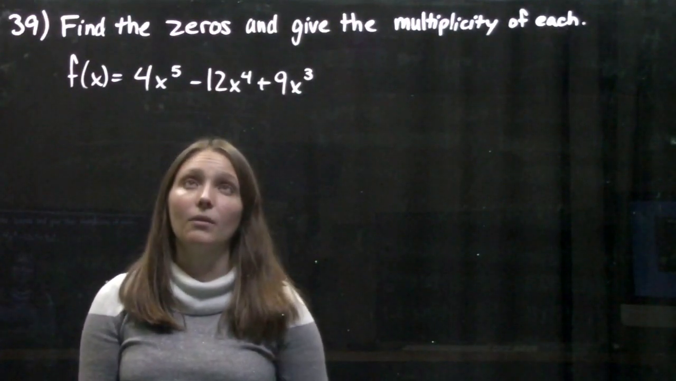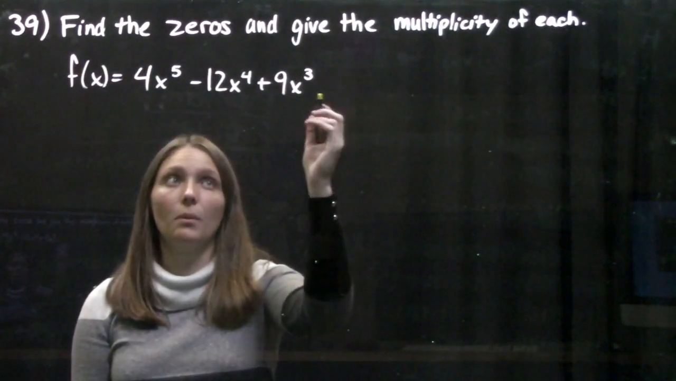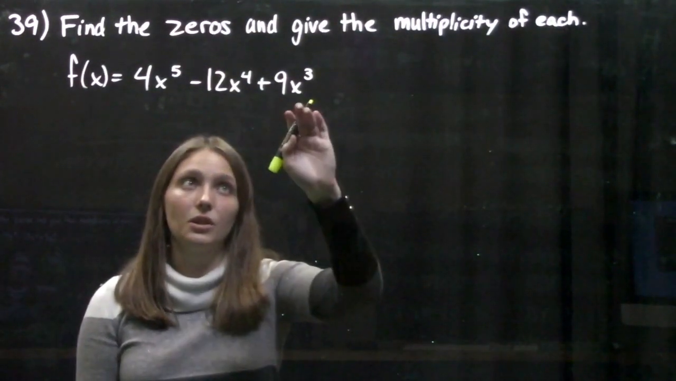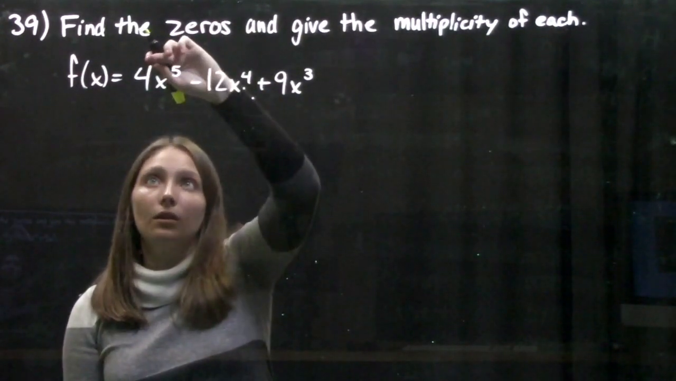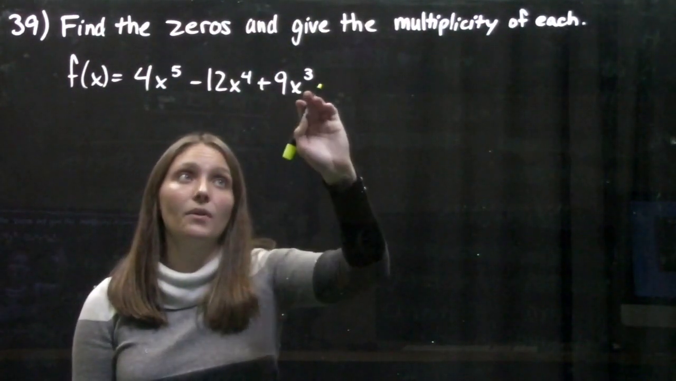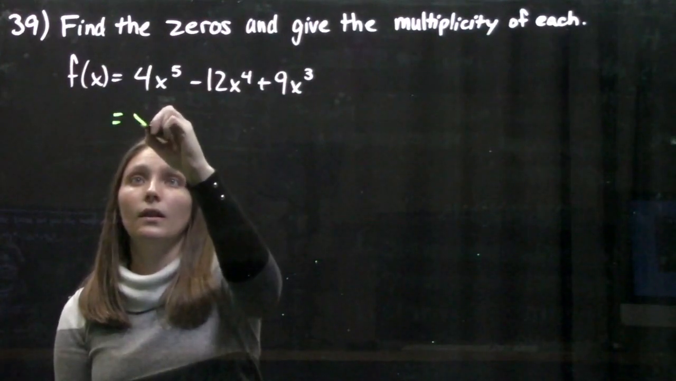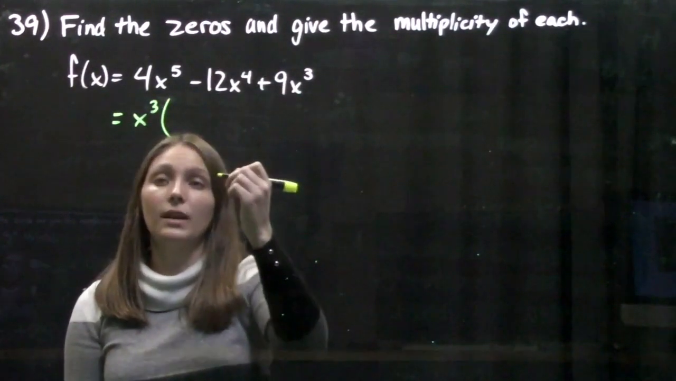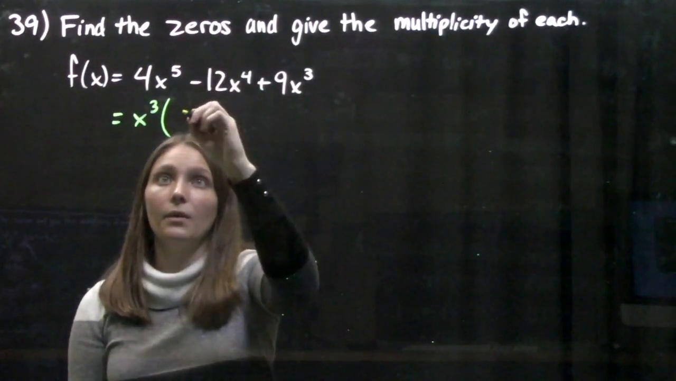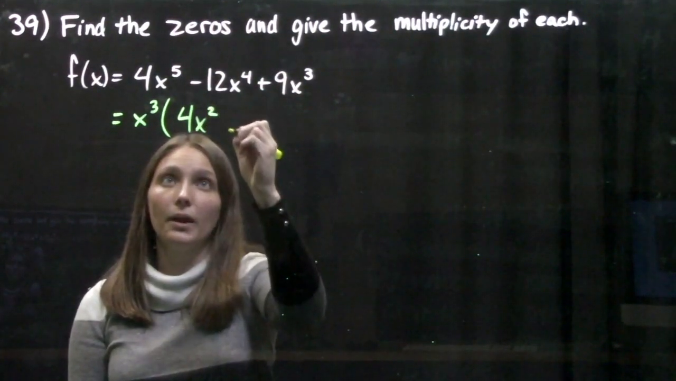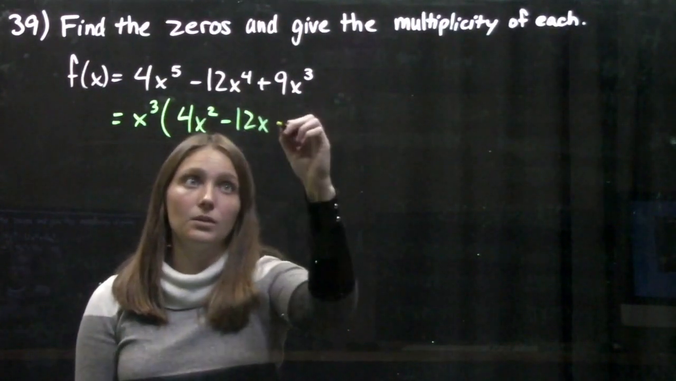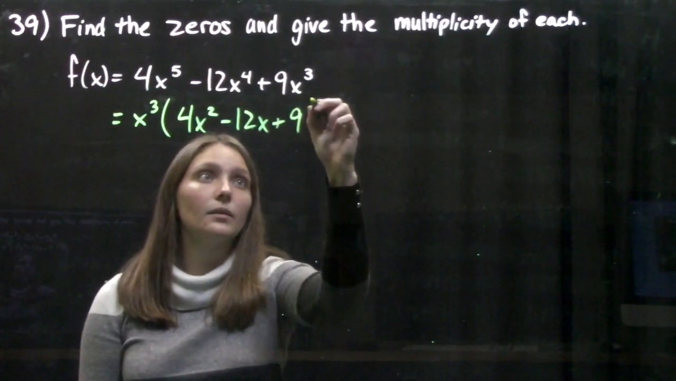So the first step is we want to factor this function. The way we're going to do that is we're going to find the greatest common factor of each of these terms, which, if you notice, there's no common factor between 4 and 9, so all we can factor out are x's, and we've got x cubed. That is our greatest common factor. So once we factor out an x cubed, we subtract 3 from 5, and we get 4x squared minus 12x to the first, which is 4 minus 3, plus 9.